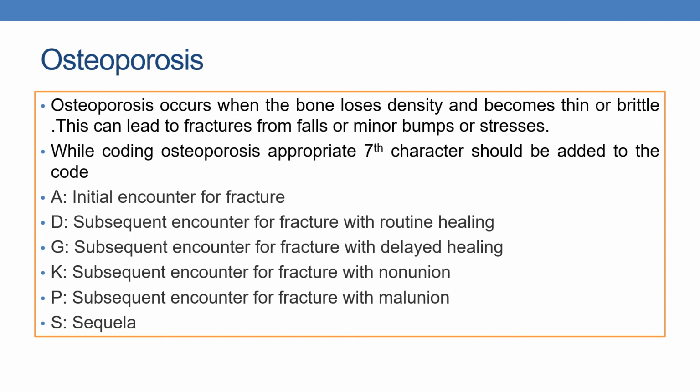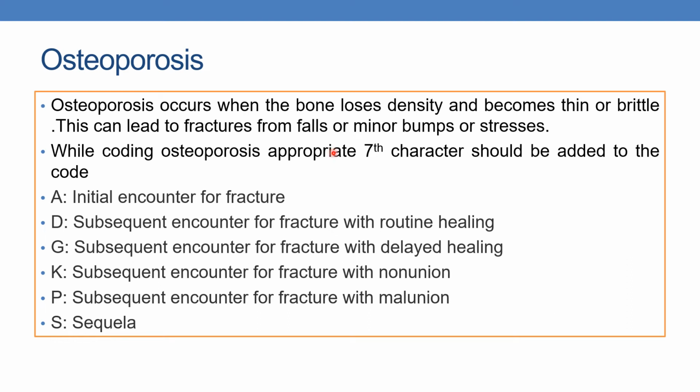Patients with osteoporosis are more prone to fractures. So once a patient is diagnosed with osteoporosis, and if he comes for the treatment of fracture, you need to code osteoporosis with pathological fracture, provided the physician documents that it is a pathological fracture. But in the majority of cases, you can assume it as a pathological fracture, but documentation is also significant.